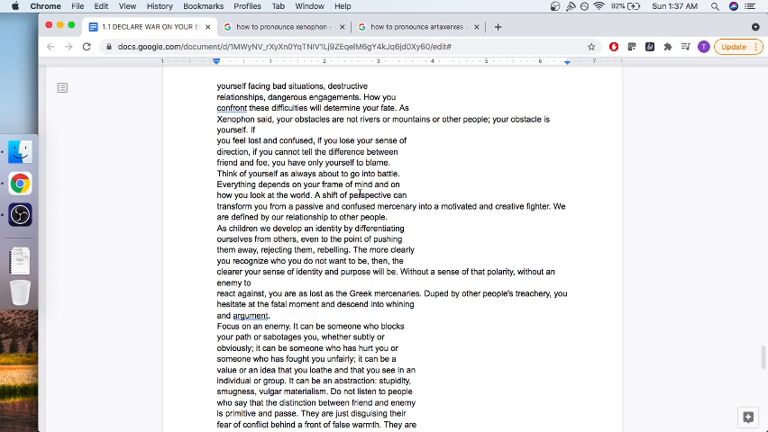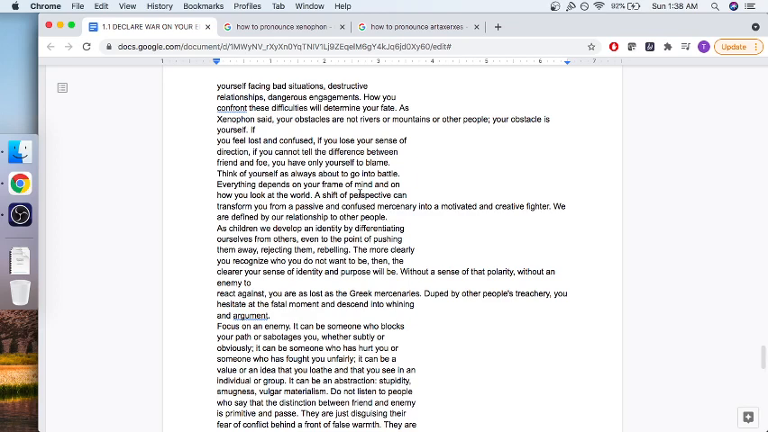As Xenophon said, your obstacles are not rivers or mountains or other people. Your obstacle is yourself. If you feel lost and confused, if you lose your sense of direction, if you cannot tell the difference between friend and foe, you have only yourself to blame.